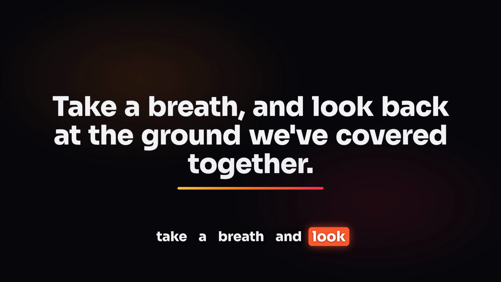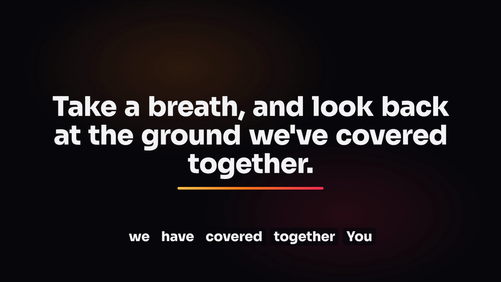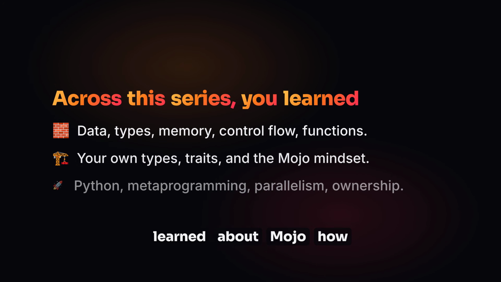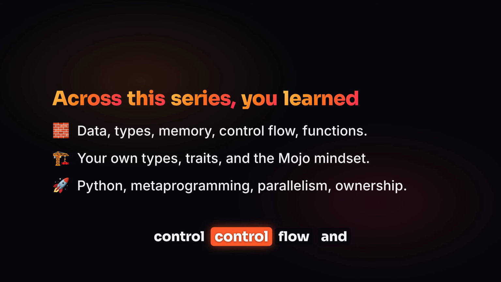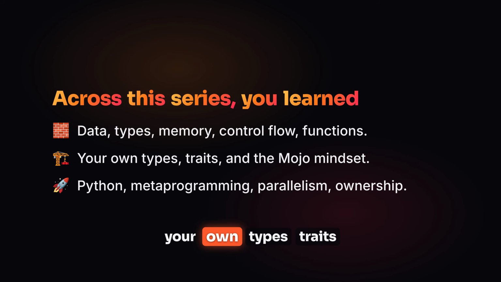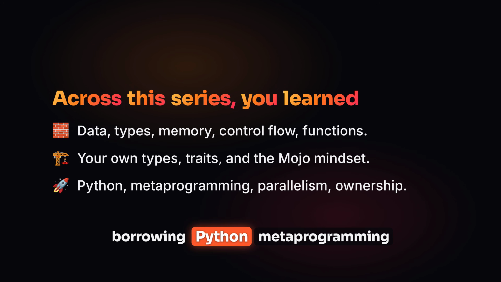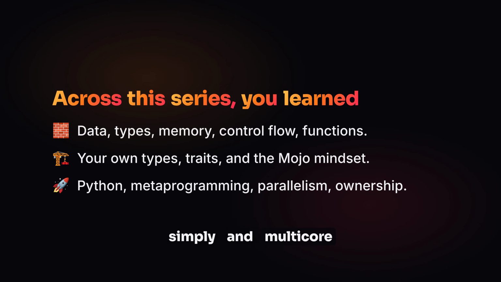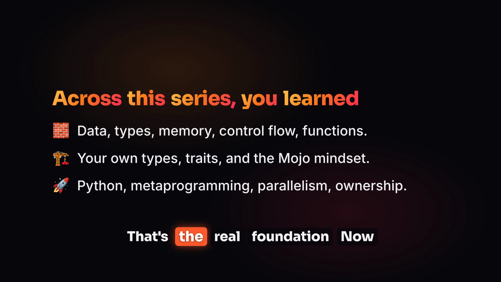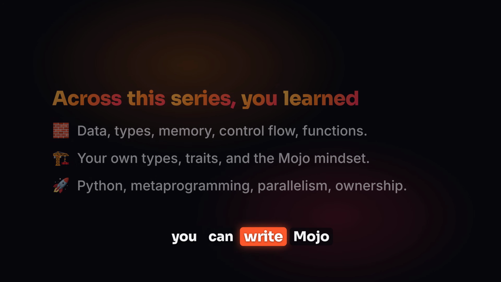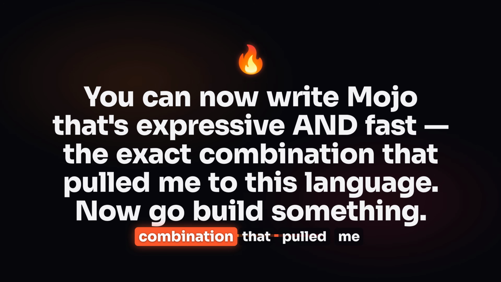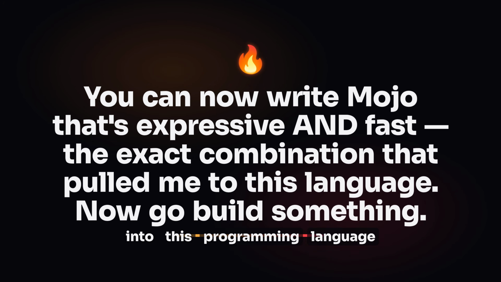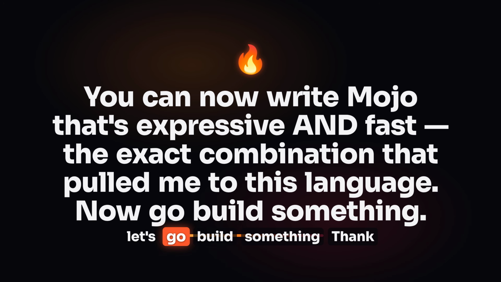So take a breath and look back at all the ground that we have covered together. You learned about Mojo, how Mojo stores data, why types and memory make it fast, control flow and functions, building your own types, traits, borrowing Python, metaprogramming, SIMD and multi-core parallelism, and ownership, lifecycles, and pointers. That's the real foundation. Now you can write Mojo programs that are expressive and fast, the exact combination that pulled me into this programming language in the first place. Now let's go build something.